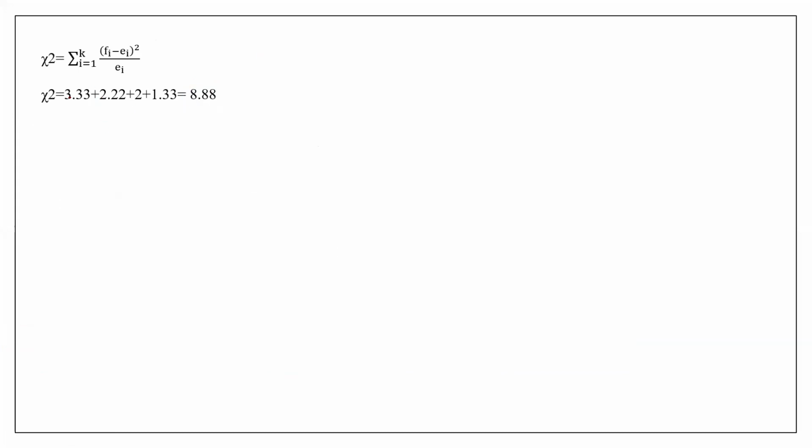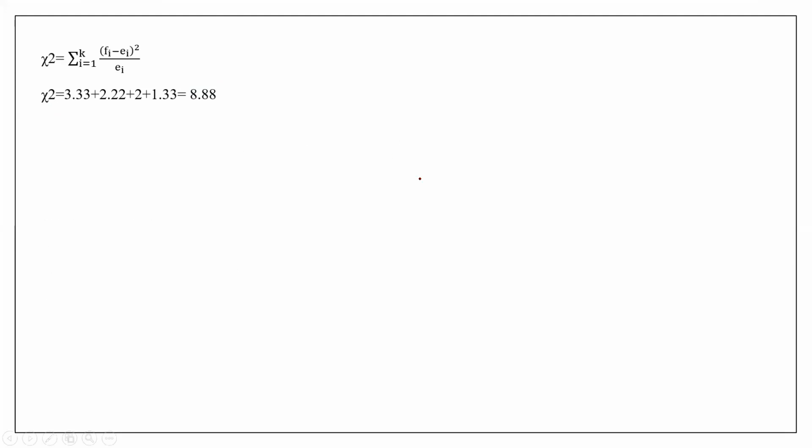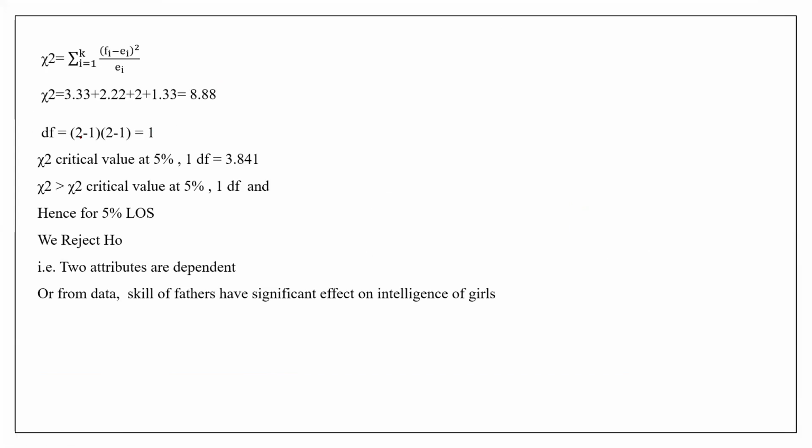Chi-square value is 8.88. So we will test this at 5% level of significance and 1%, both we will test. Okay, let us see. So what is the degree of freedom? We have to find the number of rows and columns first. How many rows we have? 1 and 2. How many columns we have? 1 and 2. So 2 rows and 2 columns. So your degree of freedom becomes (2 minus 1) into (2 minus 1). So degree of freedom is 1.